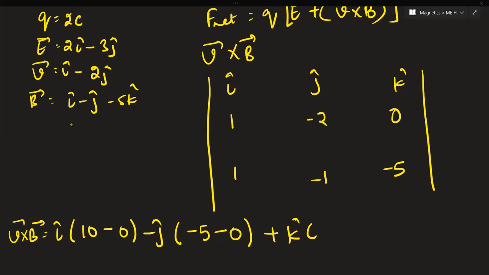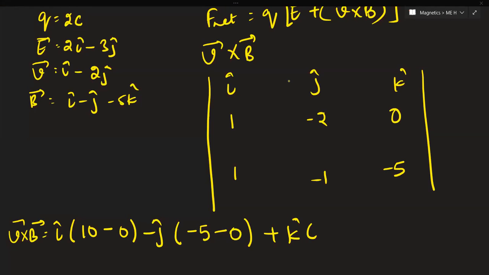Ma'am, can you explain it one more time, writing the values in the determinant? See, the coefficients, you know, it's what? I cap minus 2 j cap. So coefficient of I cap is what? 1. So you will write 1 under this. Then coefficient of j cap is what? It's -2. So you will write -2 under j cap.